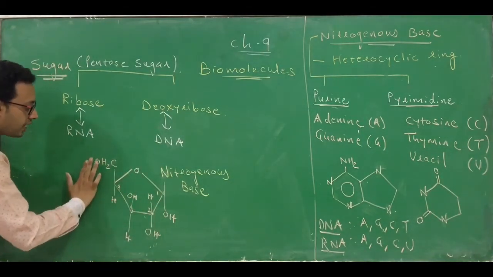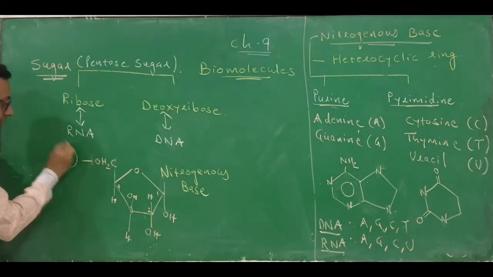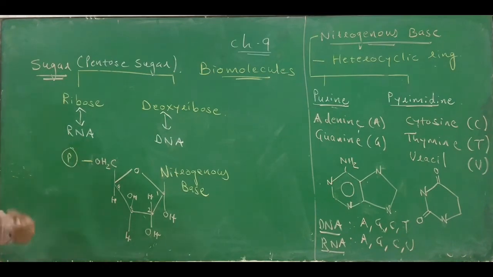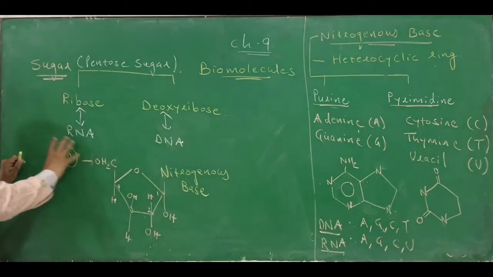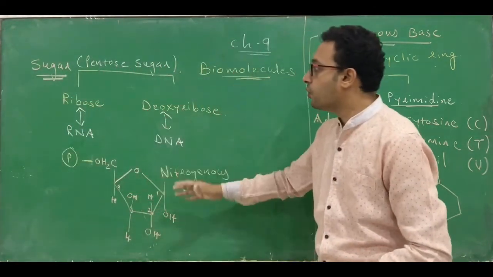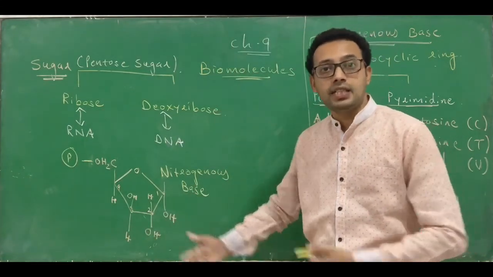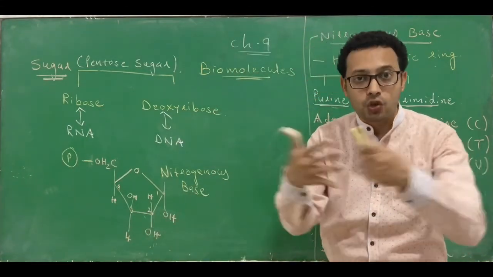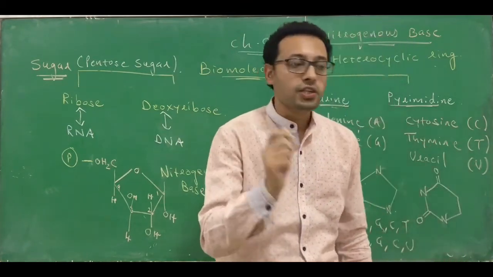Now when phosphorus, P, is attached to this nucleoside, it becomes a nucleotide. What does a nucleotide contain? A nucleotide contains a nitrogenous base, sugar and phosphorus. A combination of these three is considered a nucleotide. This is one nucleotide. When many such nucleotides join, they form nucleic acid.